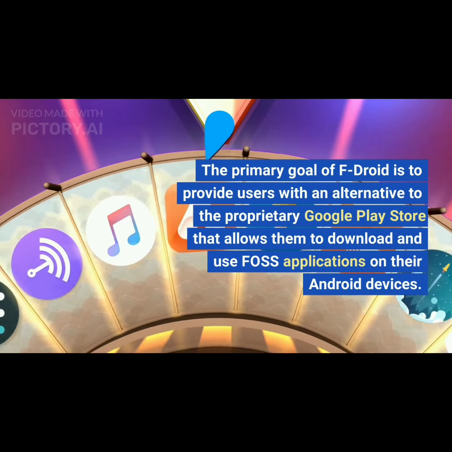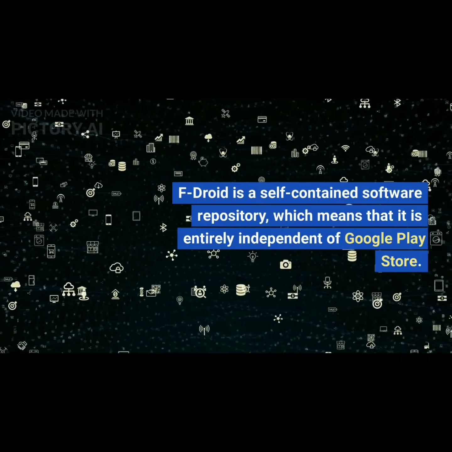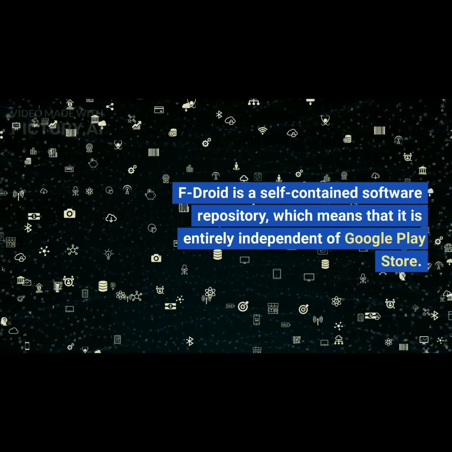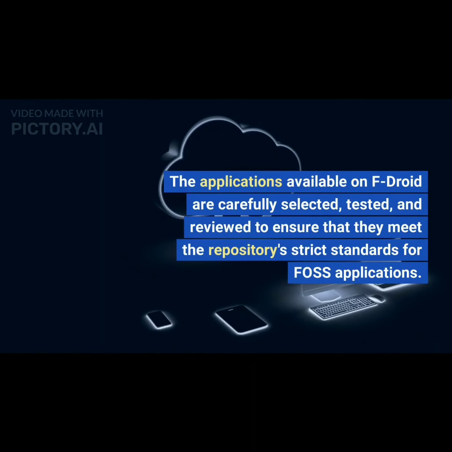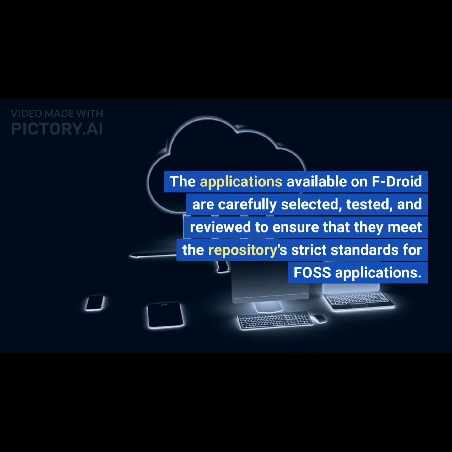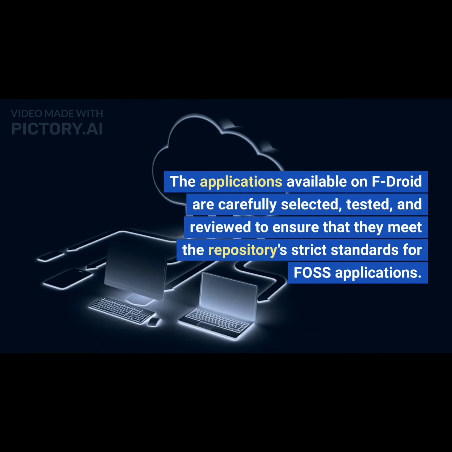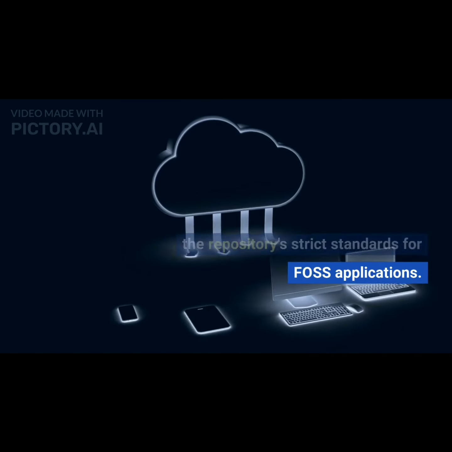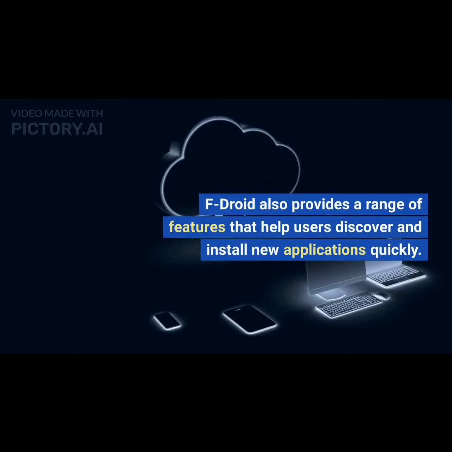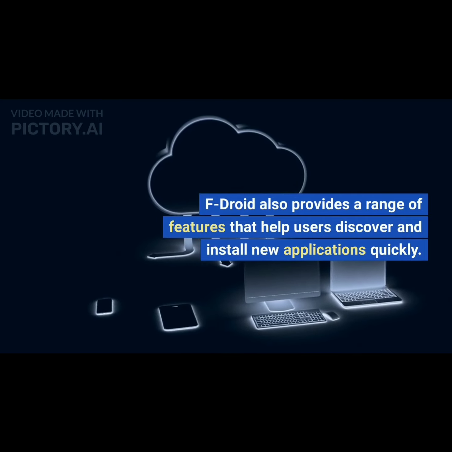F-Droid is a self-contained software repository, which means that it is entirely independent of Google Play Store. The applications available on F-Droid are carefully selected, tested, and reviewed to ensure that they meet the repository's strict standards for FOSS applications. F-Droid also provides a range of features that help users discover and install new applications quickly.